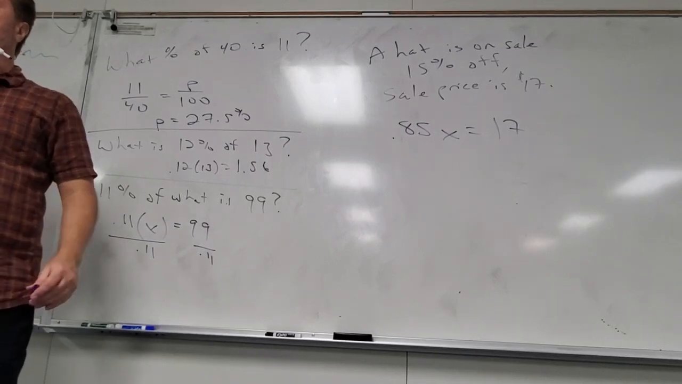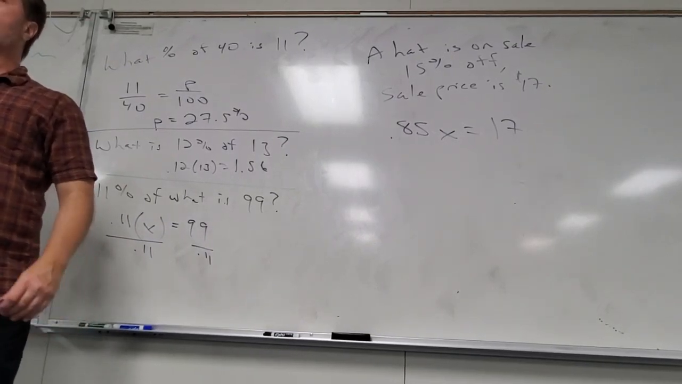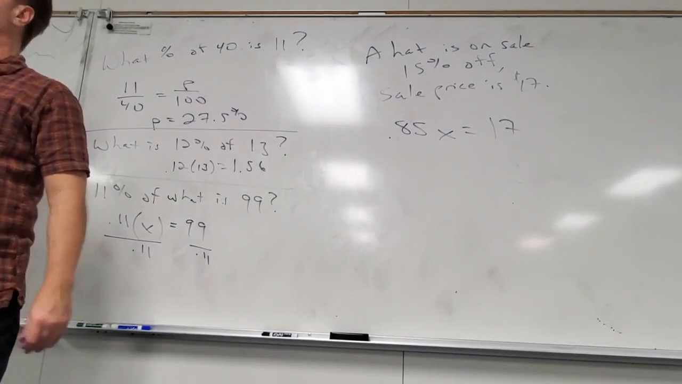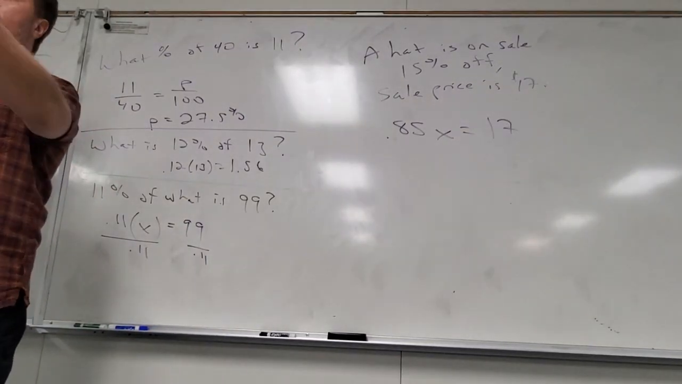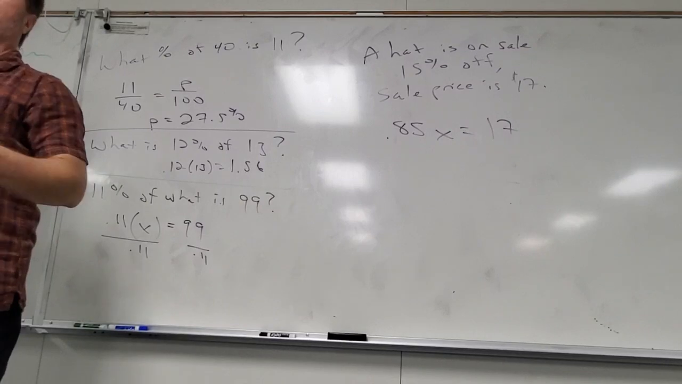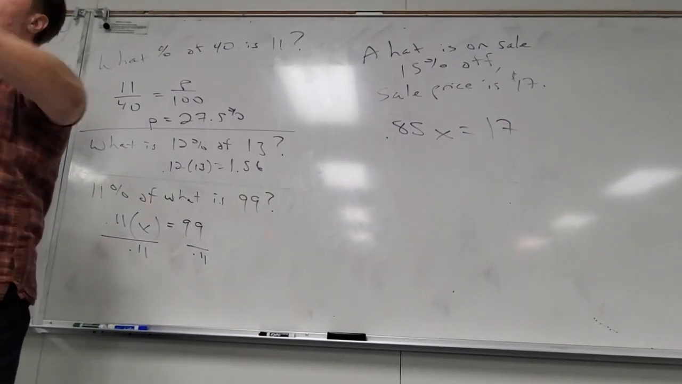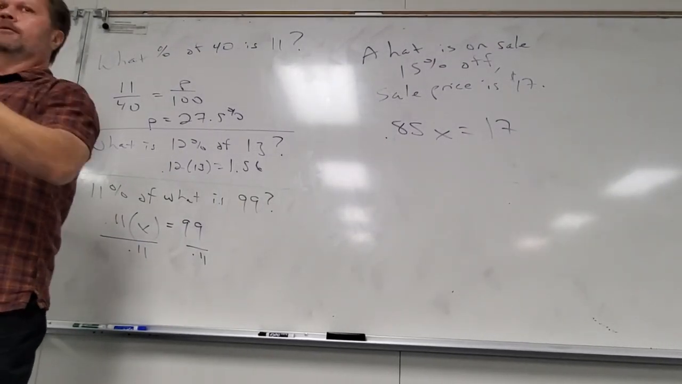That's the best way to do this kind of problem. It's a backwards problem, which is why algebra shines. Algebra's job is to help us when we don't know what we normally would know. We know the result, not the original. Algebra comes in and says, I got you.